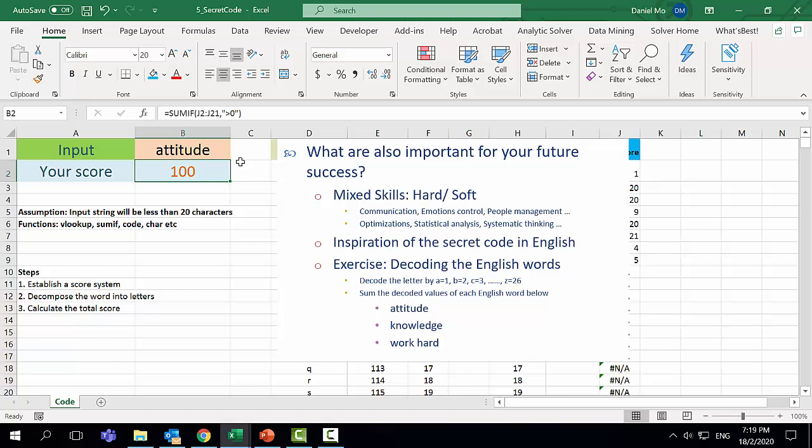So I hope this exercise can help you understand both computer theory as well as some wisdom from decoding the English word. Thank you.